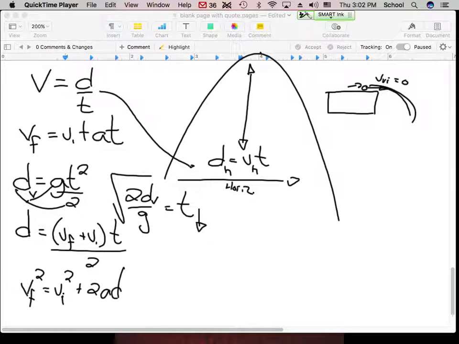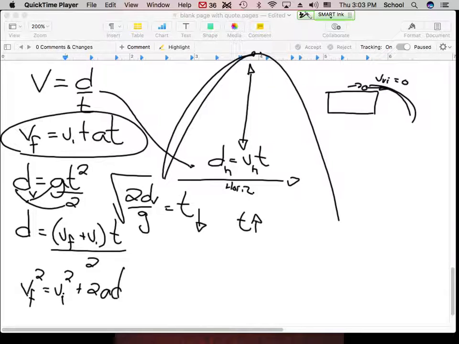If I wanted to find out how long it took to come up to the highest point, then I would use this equation and I would solve for T. I know I'm going to go up until I stop, so the VF is going to be zero. So if I want to find the time up equation, again, we just algebra this for time, and we're going to get zero minus my VVI over, again, my acceleration is due to gravity. So it would end up looking like that.